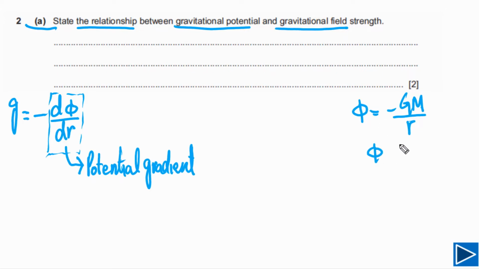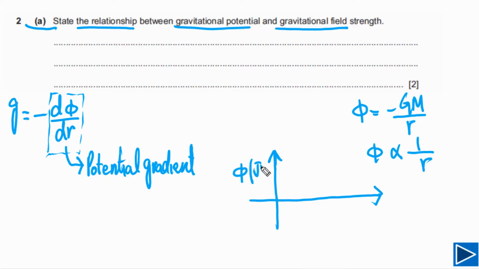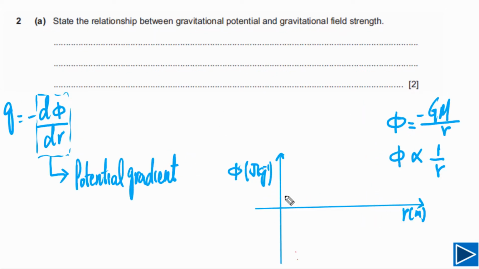Or simply we can say potential is directly proportional to 1 over r. Now if we sketch a graph between potential and r, let's say we have potential on y-axis, and we have r, the distance from the center of planet, on the x-axis. Let's try to sketch the graph between potential and distance from center of planet. In order to sketch the graph, we will imagine that there is a planet placed at the origin, and the radius of this planet is equal to capital R.